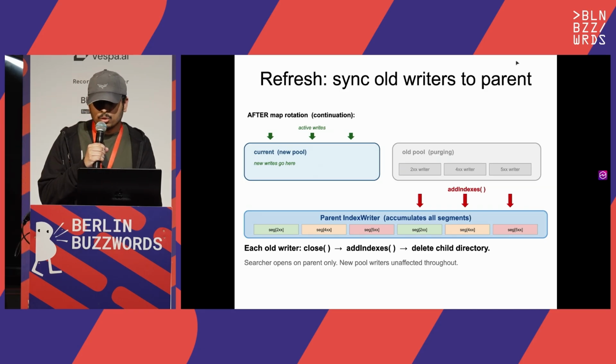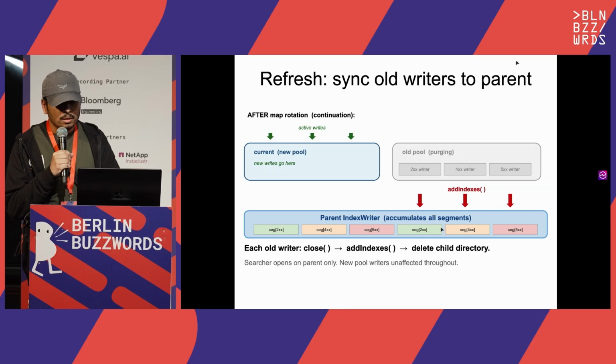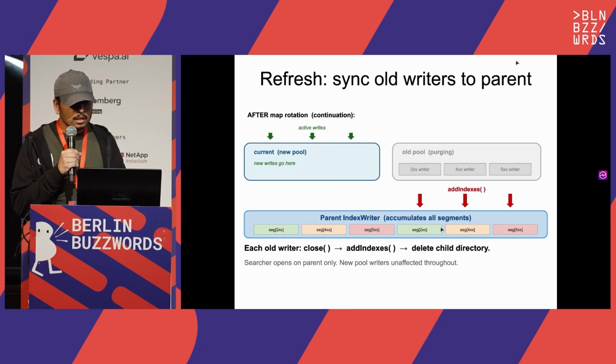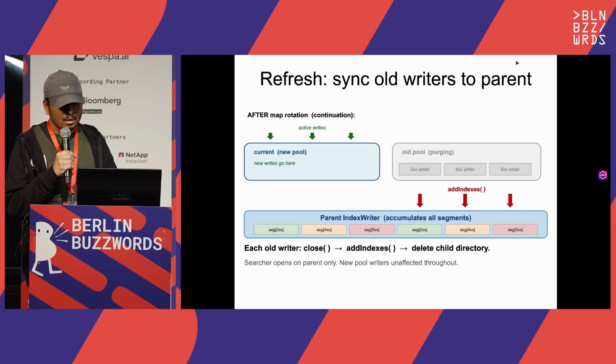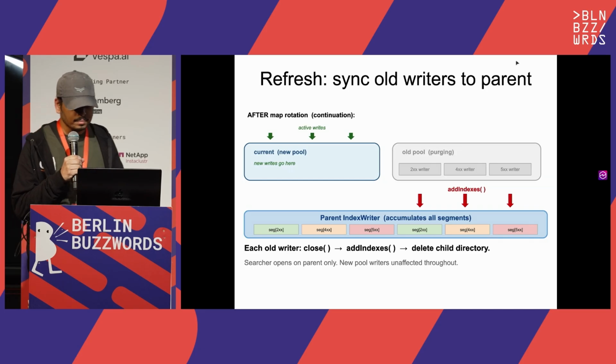Once all writers have been synced, as we can see here, the parent writer holds the newly created segments, and each of these segments will essentially contain documents only from a single group. Post this, the searcher opens a new directory reader on the parent reader and sees everything through a unified view, while individual segments remain internally coherent.